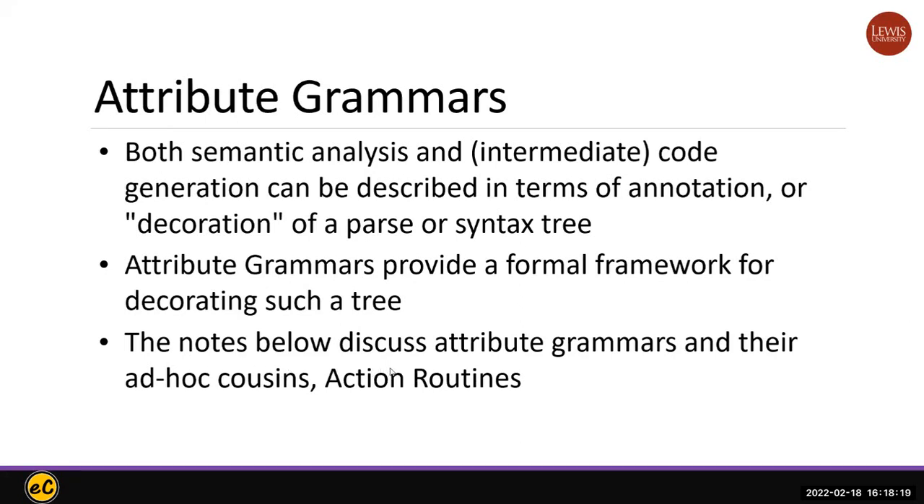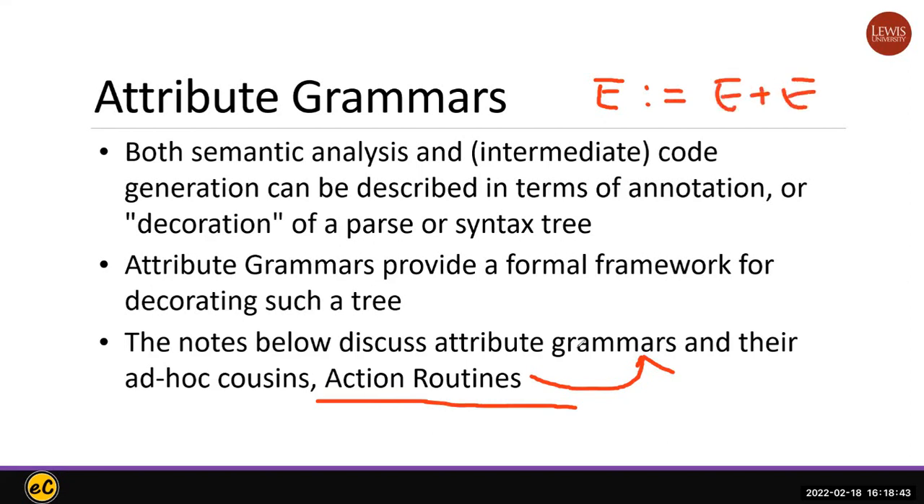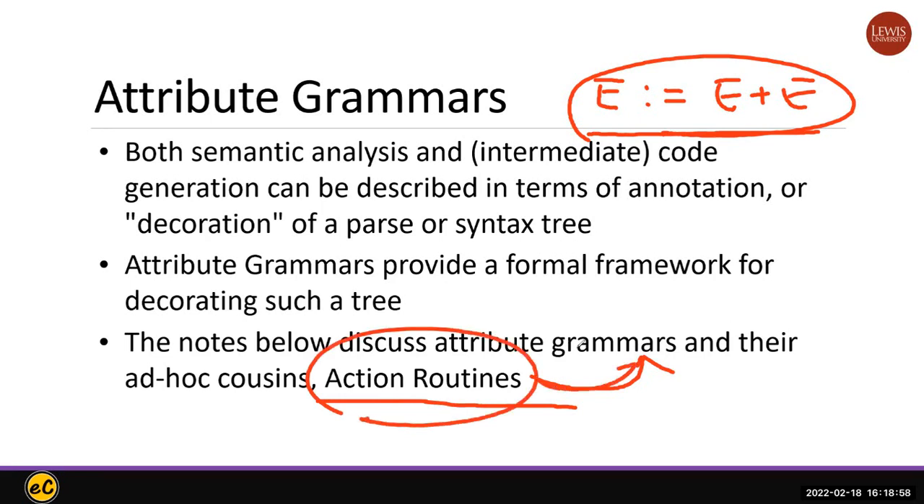The notes below discuss attribute grammars and their ad hoc cousin, action routines. So action routine is actually a cousin of the attribute grammar. And action routine, we do know about it. Say we have the expression defined as expression plus expression, right? So this one we saw before. And this one actually is the so-called context-free grammar. And we would have the function associated with it that we call action routine. So action routine is some function that is the implementation of attribute grammar.